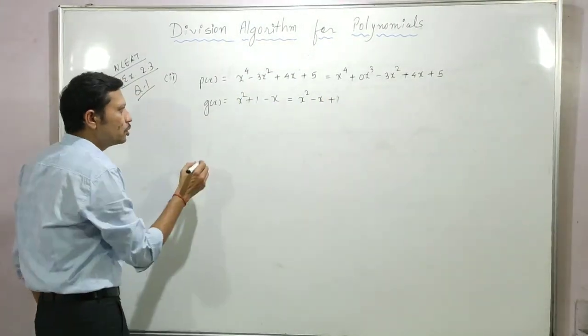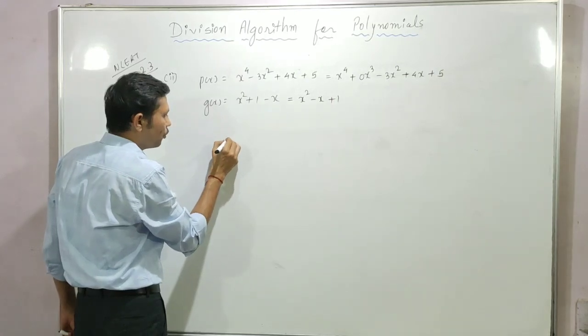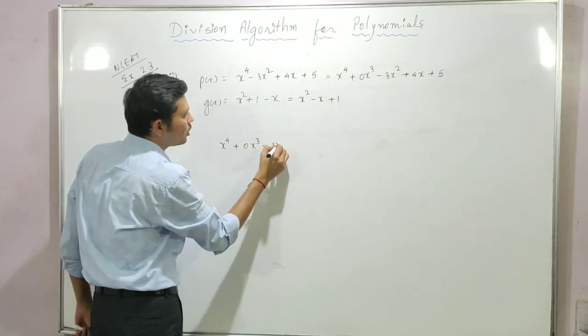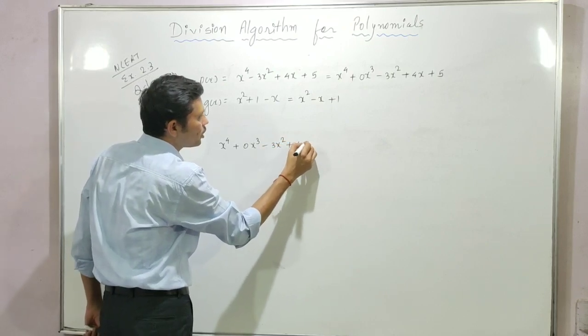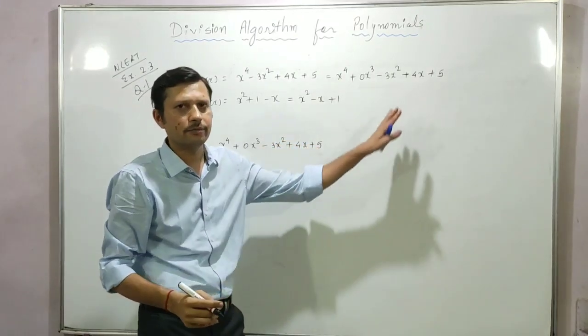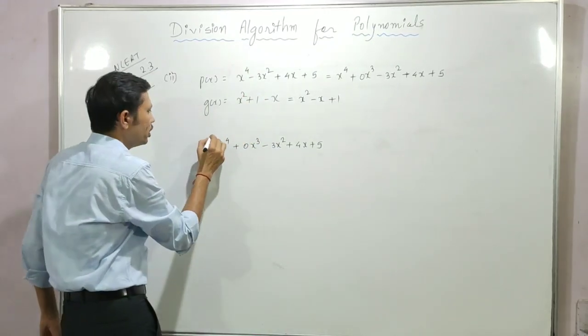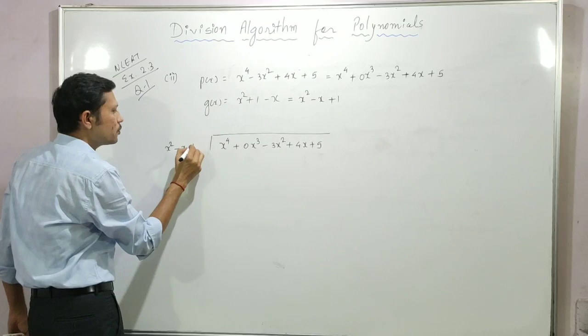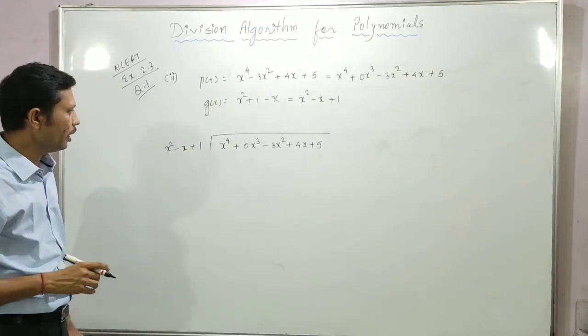Now let's do the division. x to the power 4 plus 0x cube minus 3x square plus 4x plus 5. This one is our dividend. Now the divisor is what? It's x square minus x plus 1.